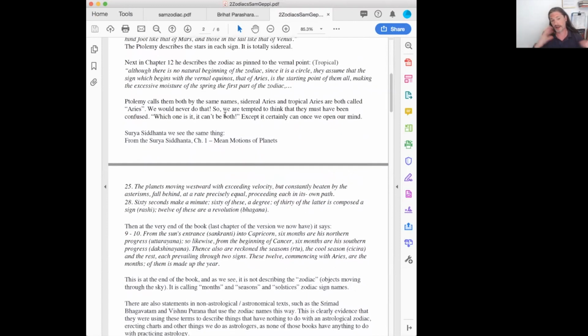And then he goes on in other sections to call zodiac sign names spring, equinox, autumnal equinox, and the zodiac is now totally tropical. So again, he calls them by both names. Sidereal Aries and tropical Aries are both called Aries, even though they have nothing to do with each other. They are completely separate things. They have no resemblance to each other.